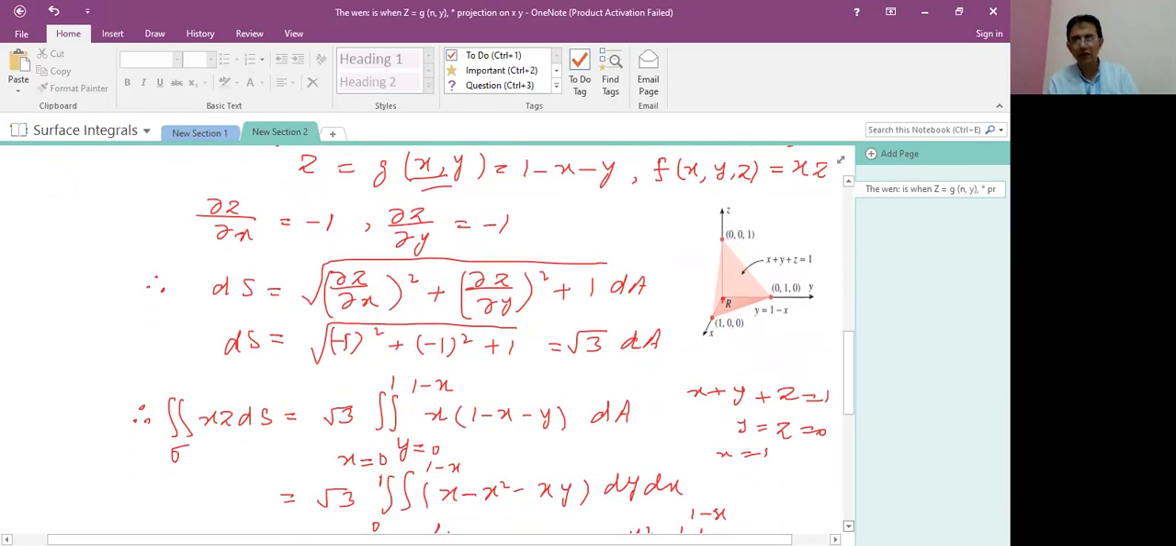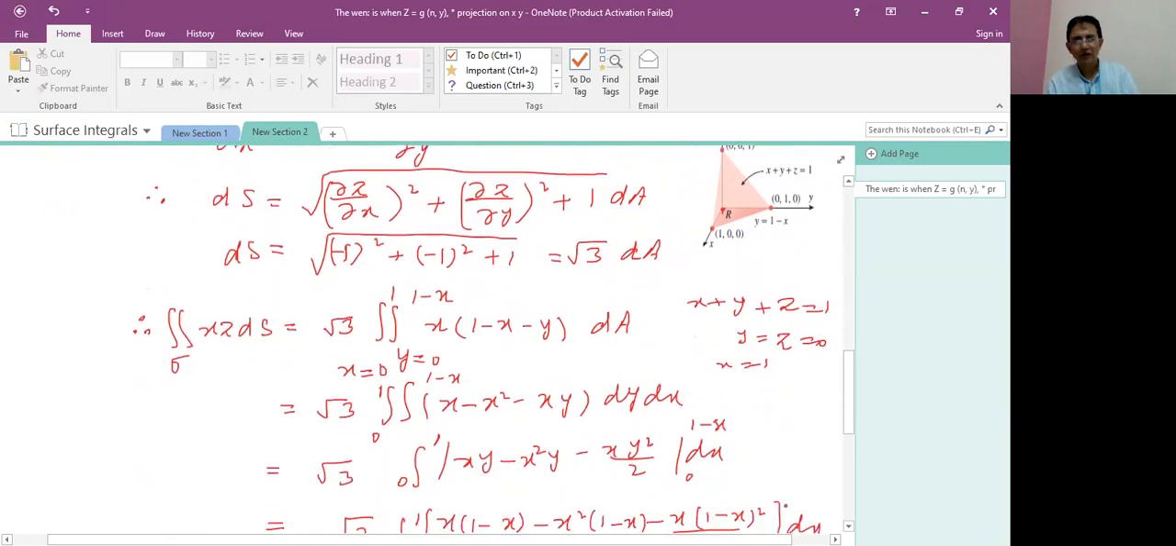After finding the limits with the help of the diagram, student, we write the limit of y as 0 to 1 minus x, and the limit of x as 0 to 1. dA equals dy into dx. We put in the value of z, which is 1 minus x minus y, and multiply together. After multiplying, we find the integral: xy minus x squared y minus x times y with respect to y, which gives y squared upon 2.